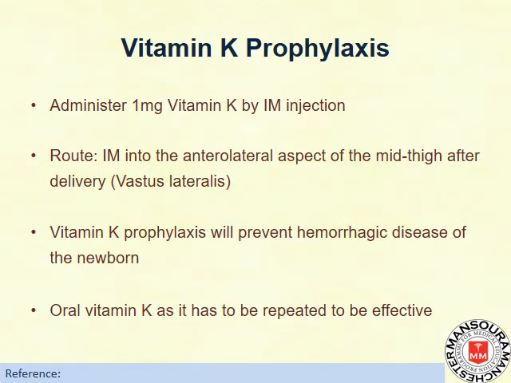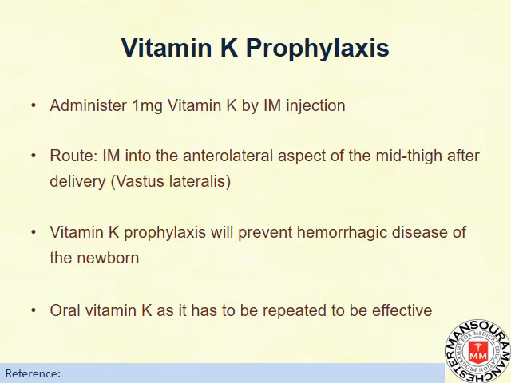Vitamin K prophylaxis is very important to prevent hemorrhagic disease of the newborn. So after delivery, we have to give 1 milligram vitamin K by intramuscular injection. For preterm babies, you can give a lower dose like 0.5 milligram, and it is given by intramuscular injection in the anterolateral aspect of the mid-thigh, the vastus lateralis muscle. And some countries advocate the use of oral vitamin K.